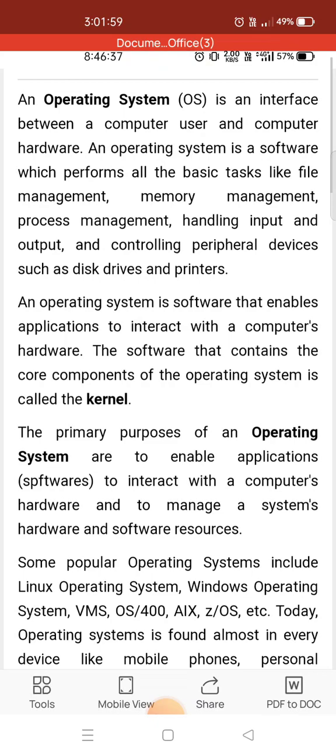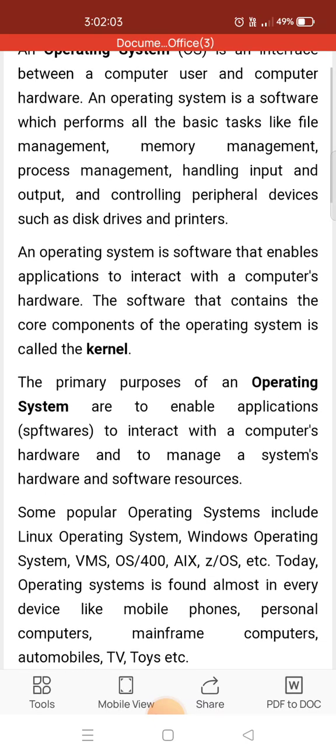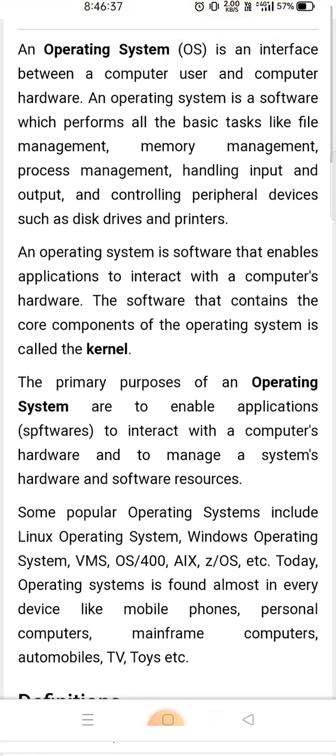An operating system is an interface between a computer user and computer hardware. An operating system is a software which performs all the basic tasks like file management, memory management, process management, handling input and output, and controlling peripheral devices such as disk drives and printers. So, what is the meaning of this?